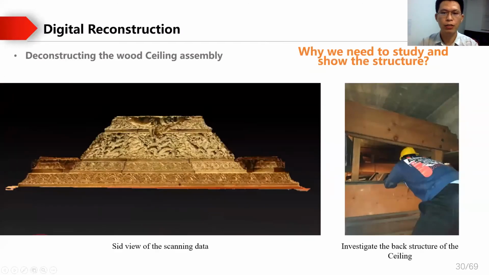We know that the two ceilings exhibited in Nelson and Philadelphia Museum of Art were installed on the top of the exhibition hall. It is difficult to explain the back structure to visitors. However, for these two ceilings, the complicated structure indicates the building process and is an important part of its historical value.